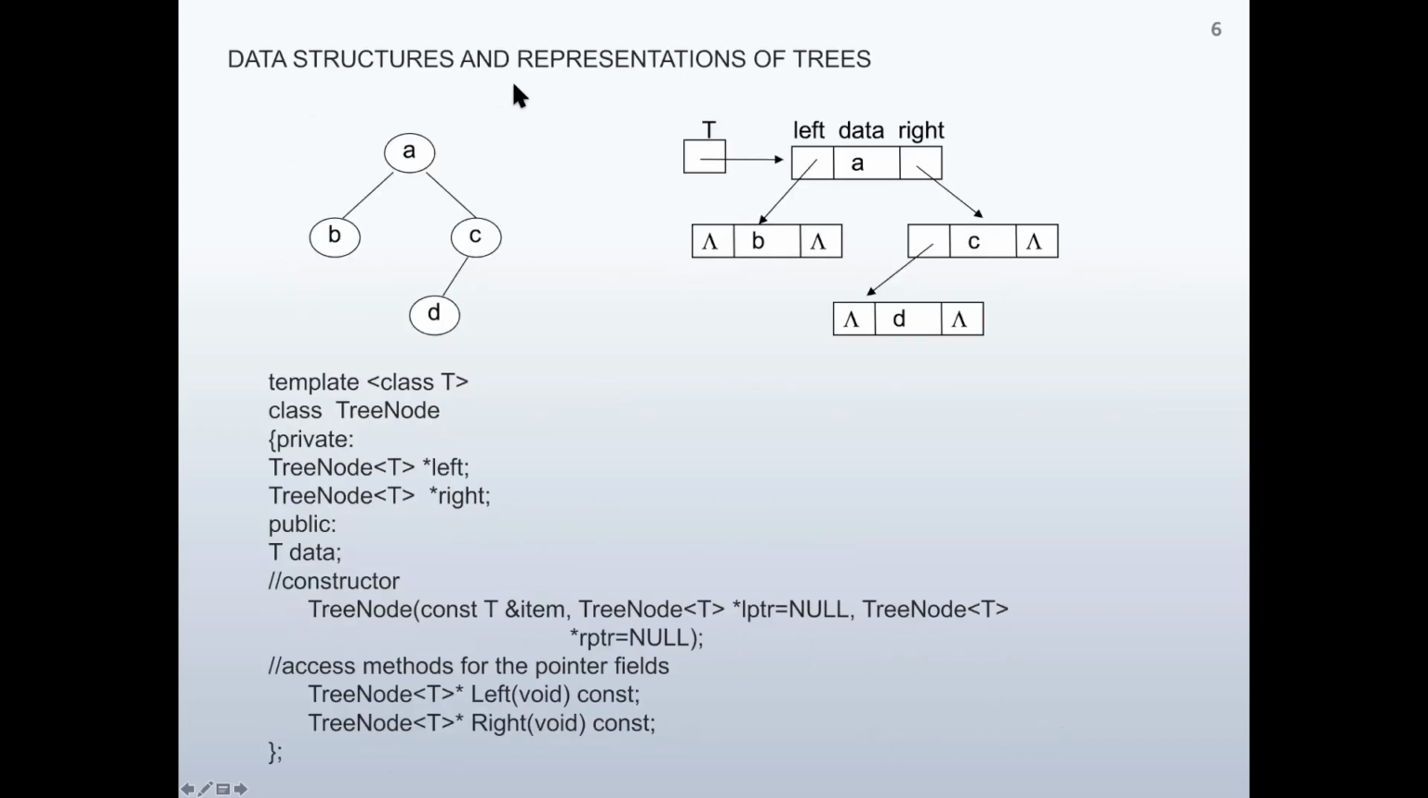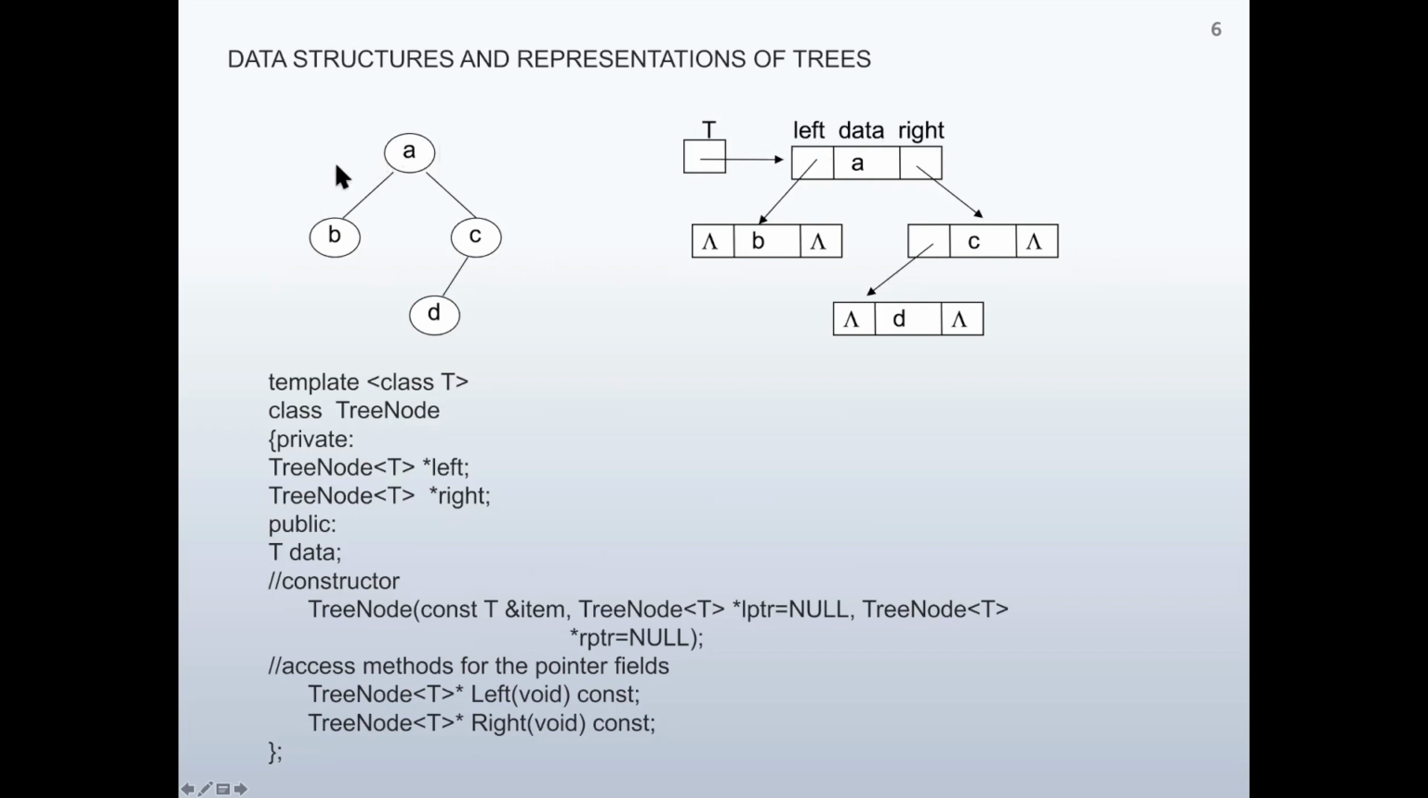In the data structure representation of a binary tree, we have nodes in which the data is stored, and we have two link fields which are left and right. This shows the left subtree and the right subtree. If there is no subtree, the link field is set to nil. And we have a pointer which is pointing to the root of the tree.